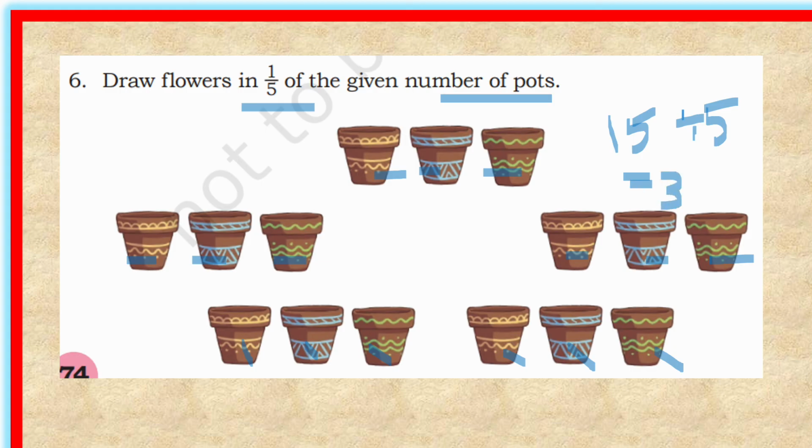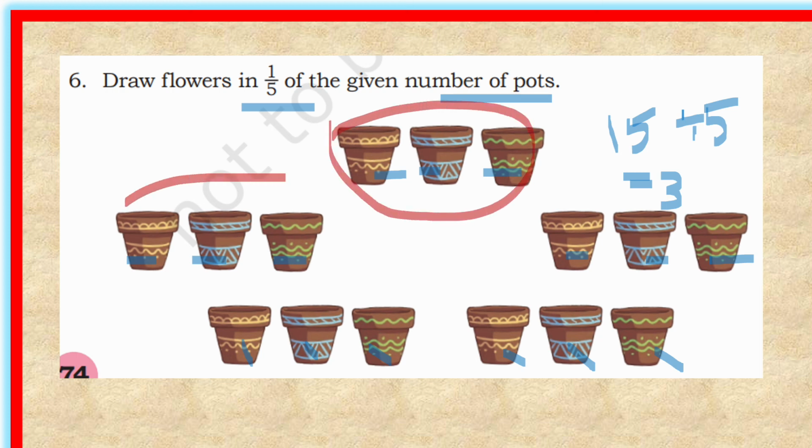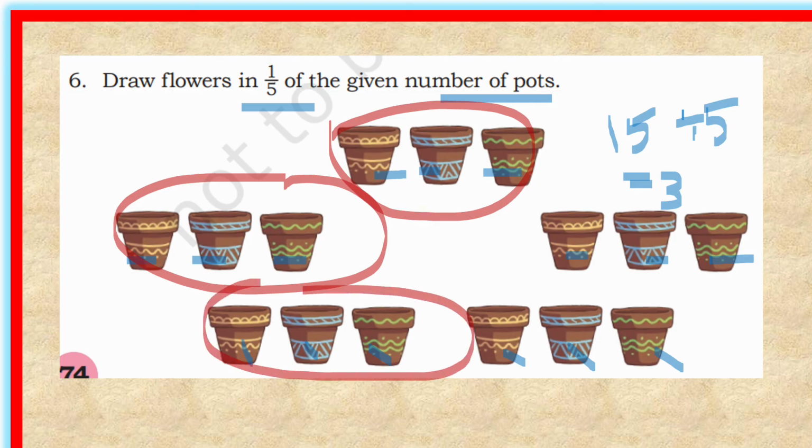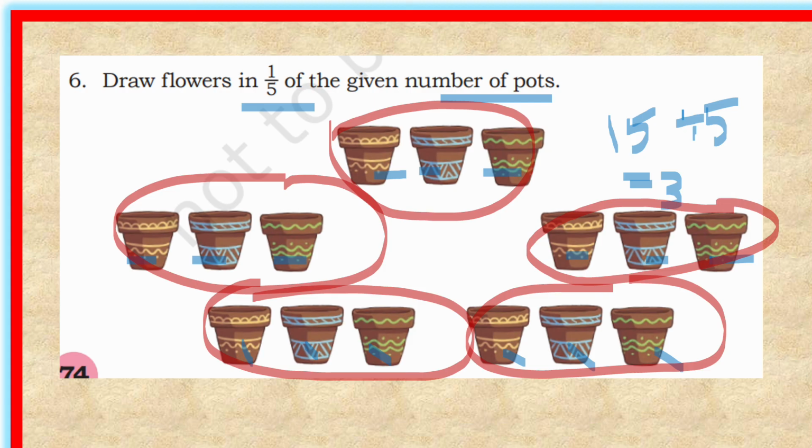So we have to divide the pots into 5 equal parts. See, first one, second one, third one, fourth one, fifth one. Only 1 out of 5 parts contain flowers. So only 3 pots contain flowers. Total 15 pots. 1/5 of 15 contain flowers. So 15 divided by 5 is 3. So only 3 pots contain flowers.